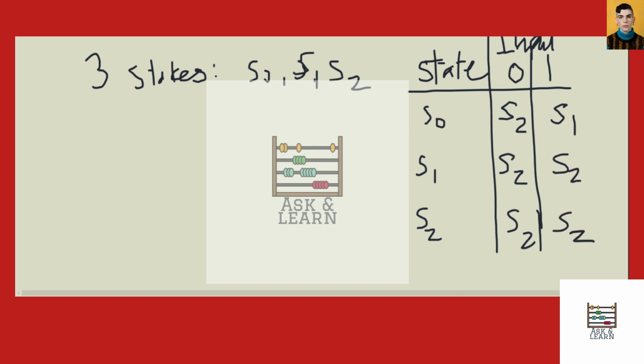Okay, and we see that S0 is marked as the start state. Now, since S2 is circled twice, this means it's a final state, and therefore a string will be recognized by the deterministic finite-state automaton only if we end at state S2.